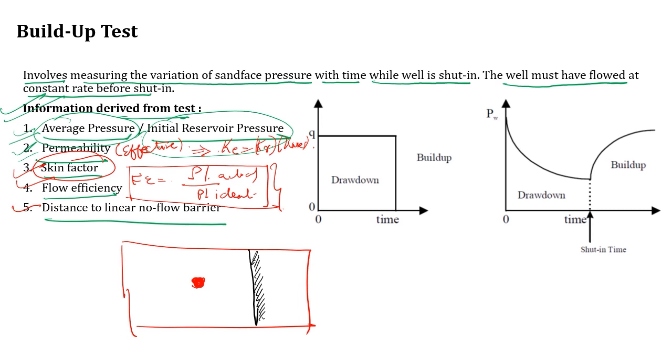So even with the help of a build-up test, I can identify at what distance this particular fault will be. Let's say at time t equal to 0 I have started my well testing. Now I have stopped my flow rate. That means I have taken the well shut in. At that time my pressure pulse will develop.